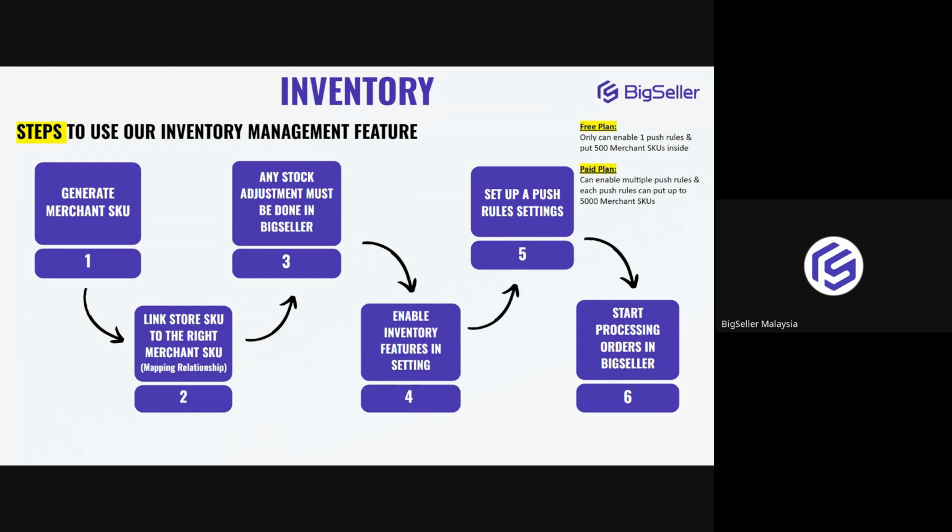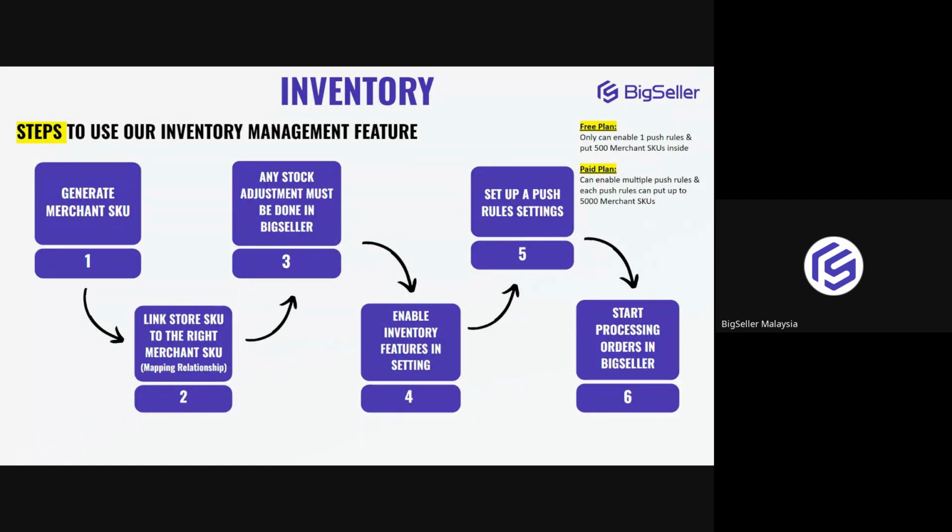But once it exceeds 500 merchant SKU, the extra ones we won't be able to tally. At minimum, you have to do it manually if you continue using the free plan version. Yes, ask the question. If one listing I have like 5 variations, like 5 colors, is that considered 5 SKU? Correct.